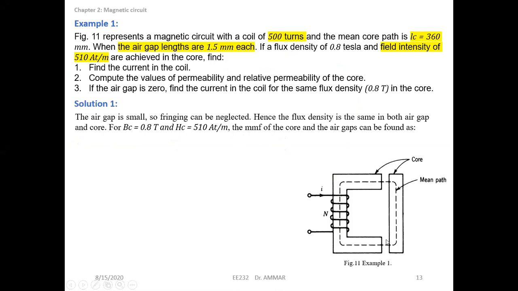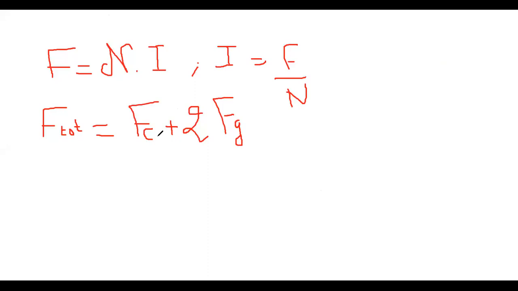You can see here that this is the core, and those are the 2 identical air gaps. So now let's try to find each one of them: the MMF of the core and the MMF of the air gap. We know also, according to Ampere's law, that the MMF of the core FC equals HC, the field intensity of the core, multiplied by LC. This is from Ampere's law.